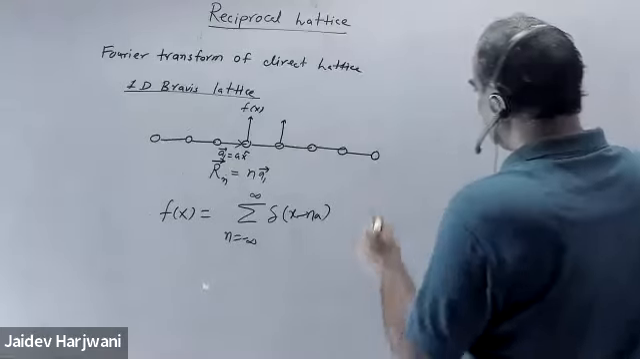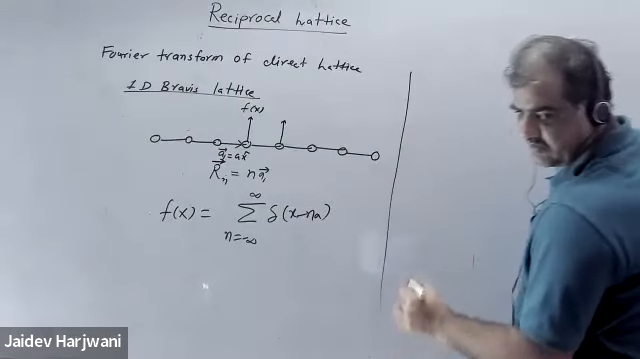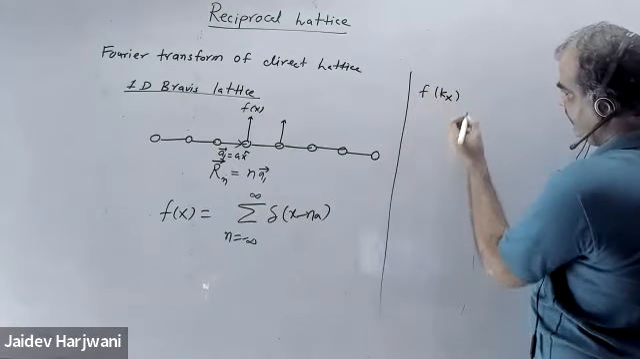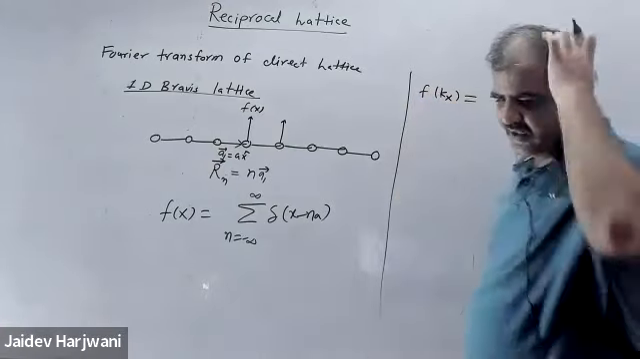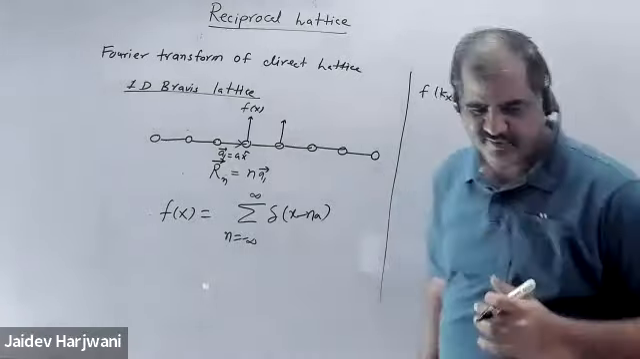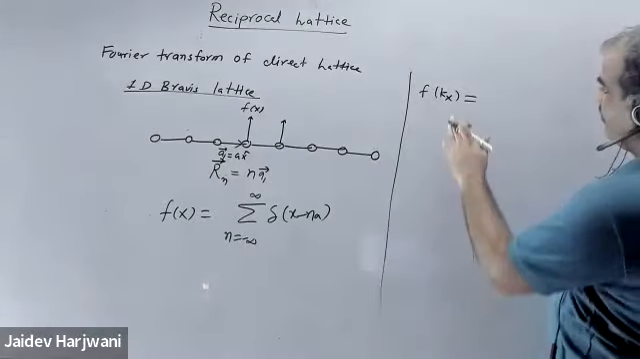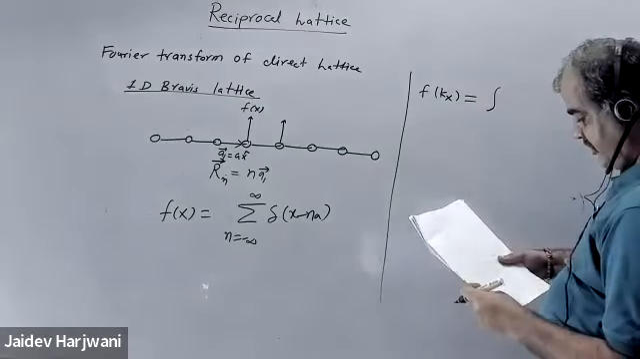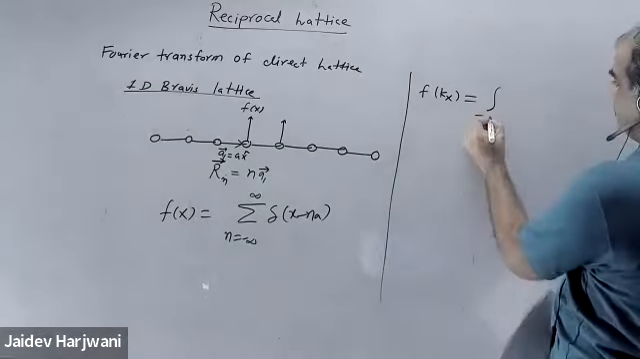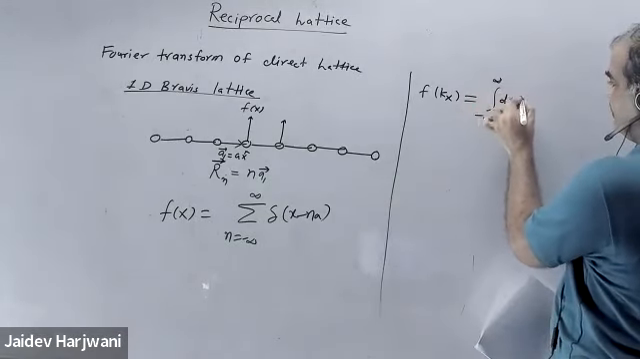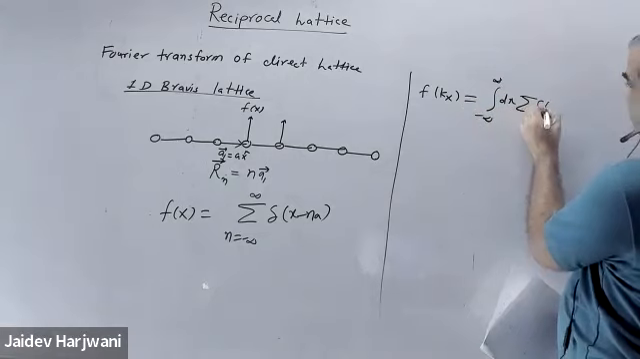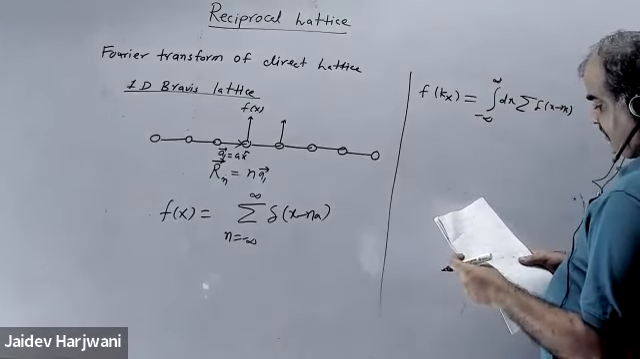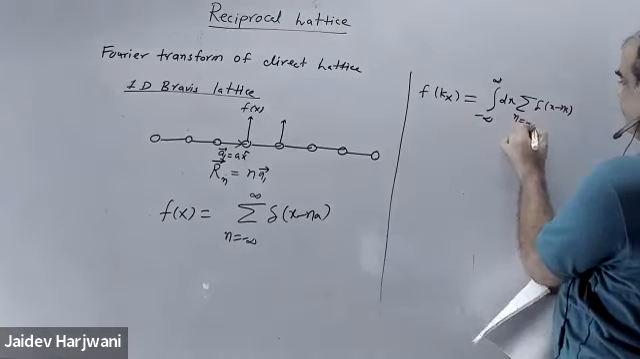So if you take the Fourier transform of this function, this will give you f. Let me first discuss what the reciprocal lattice is, then I will give the definition. So I can write the integration from minus infinity to infinity of dx, summation of delta x minus na, and this delta is also from minus infinity to infinity.